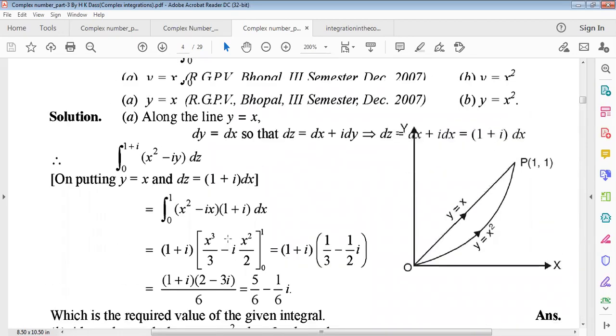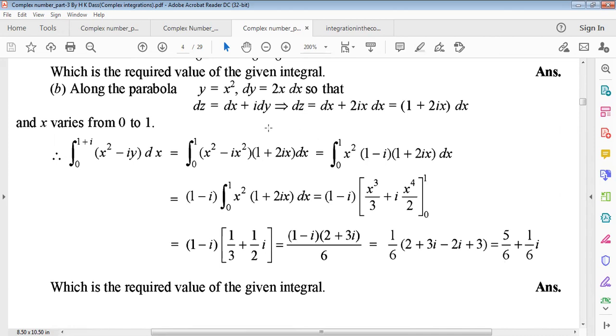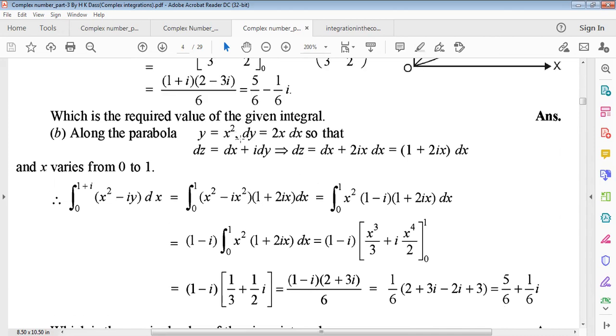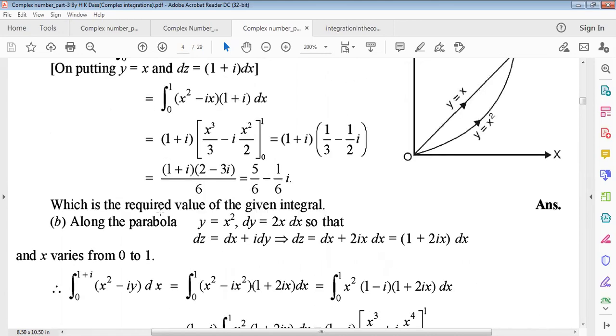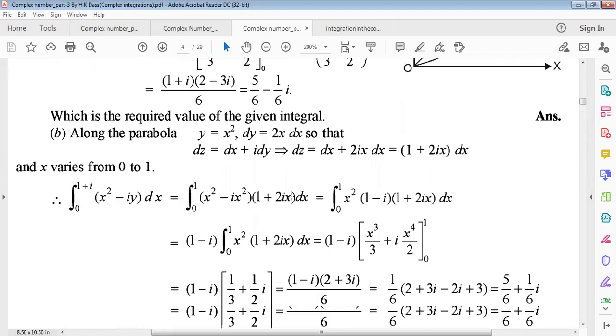Now again for the second part, the curve y equals x square. This is actually a parabola, starting from 0, 0 and ending at 1, 1. So along the parabola y equals x square, dy will be 2x dx. So dz is 1 plus 2ix dx. Now x varies from 0 to 1. From the graph, x starts from 0 and ends at 1.